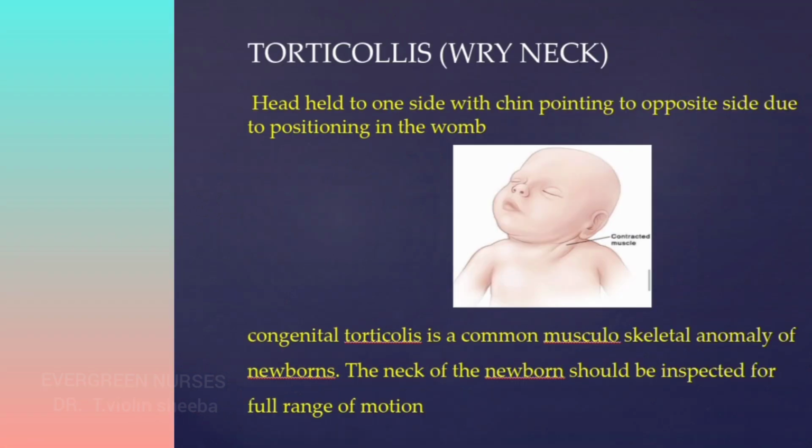After assessing the nose, we have to assess the neck. Assess the neck for any congenital malformation. You can see in this slide, the head held to one side with the chin pointing to the opposite side due to malpositioning that happened during the intrauterine period. So this condition is called torticollis. This is one of the musculoskeletal anomalies of the newborn. Assess the neck for the range of motion.